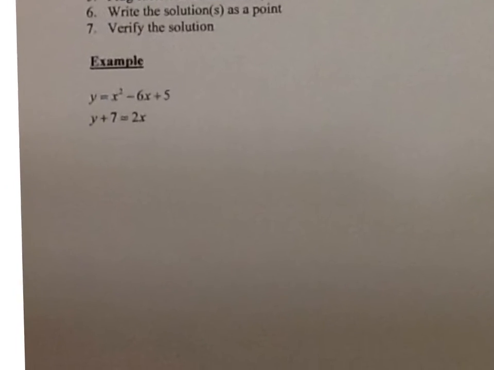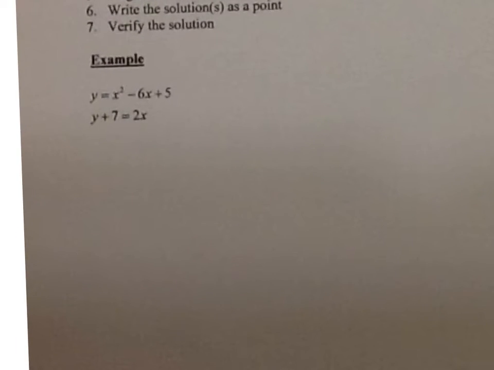All right, so let's take a look at this. I have here my quadratic is y equals x squared minus 6x plus 5. And my linear is y plus 7 equals 2x. So this is not in y equals form. The first one is good. So the second one, we have to put y equals, so we're going to minus 7. Y equals 2x minus 7.